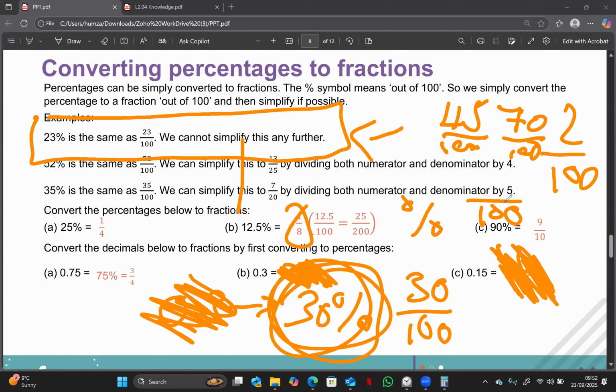This percent sign, whenever you see this sign, just remember it means over 100. Is that cool? Yes. So it will be 3 over 10.